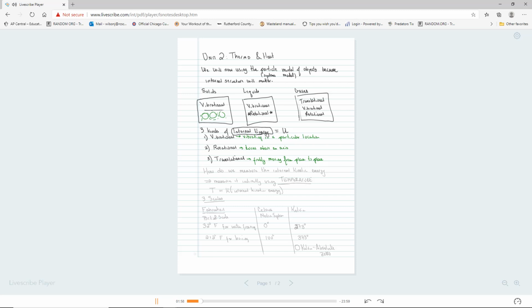And the other thing we want to keep in mind here is that how do we measure this? Because clearly Andrew can't go and grab all the little molecules and measure their kinetic energy. Because if he grabs them, they stop. So how do we possibly measure this internal kinetic energy? Well, we measure it indirectly.